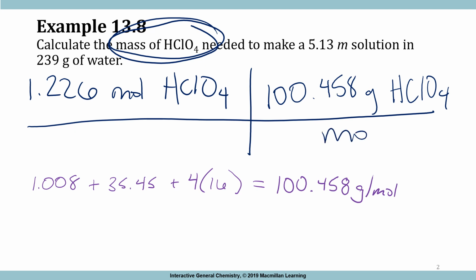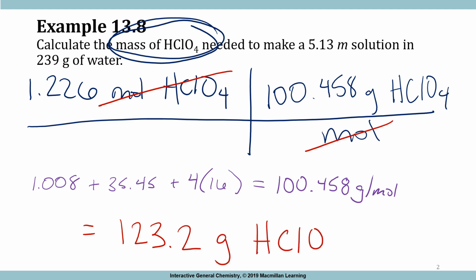So if I want grams on top, I'm going to have this value on the top, and moles on the bottom. That way I can cancel out the moles and I'm left with just grams. So the answer to this problem is 123.2 grams of HClO4.